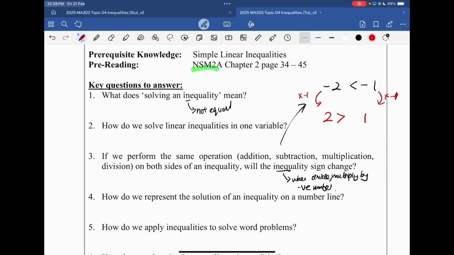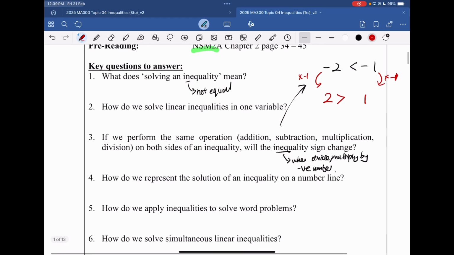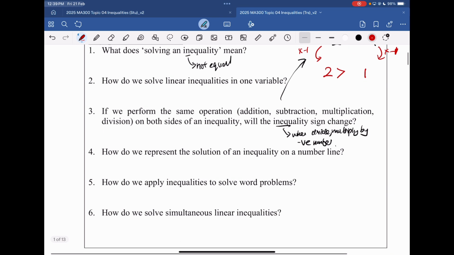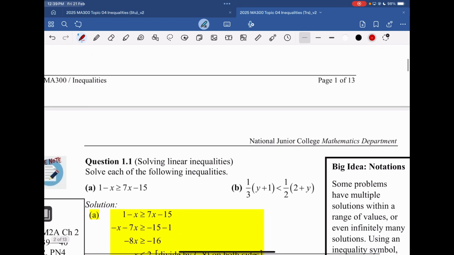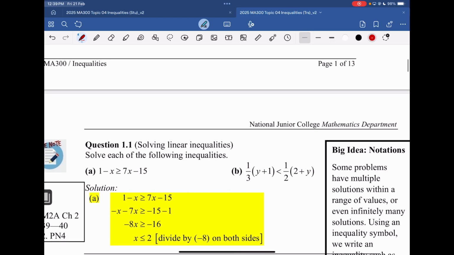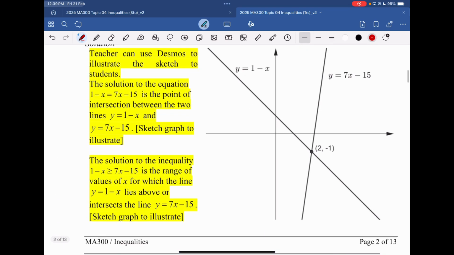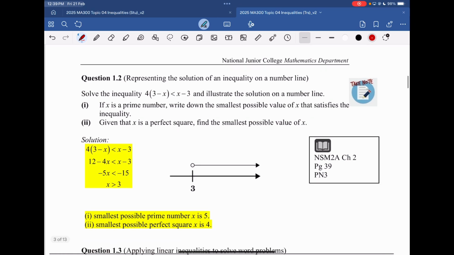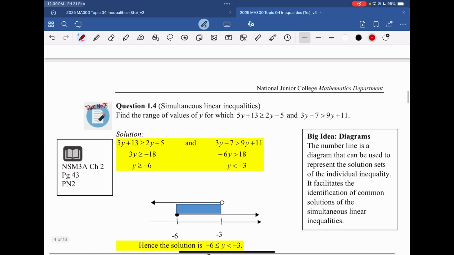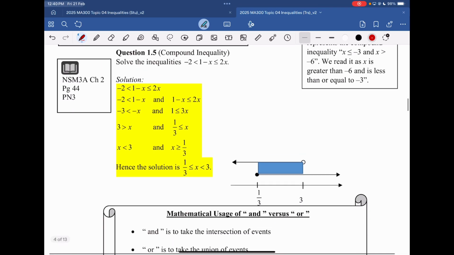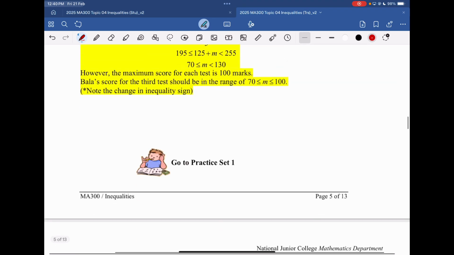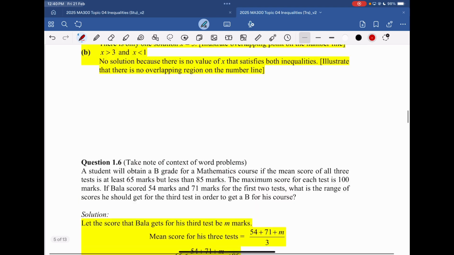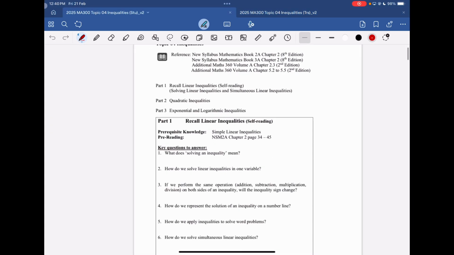Okay, so linear inequality, that is all you need to know. So then how do we represent the solution? There's a bit more than meets the eye, but the first one is basically a recap. So without further ado, let's try question 1.1, 1.2, 1.3, 1.4, 1.5. Okay? 1.6. You can literally do everything. Very easy.